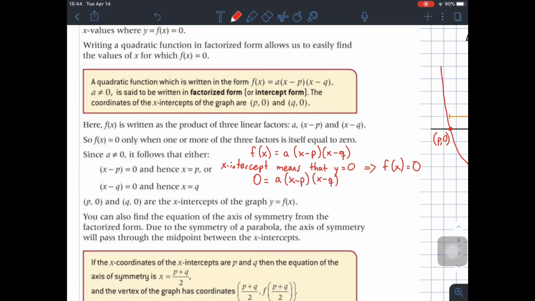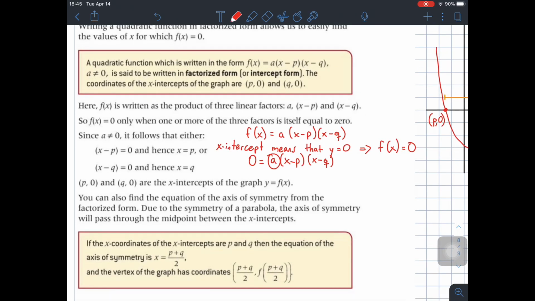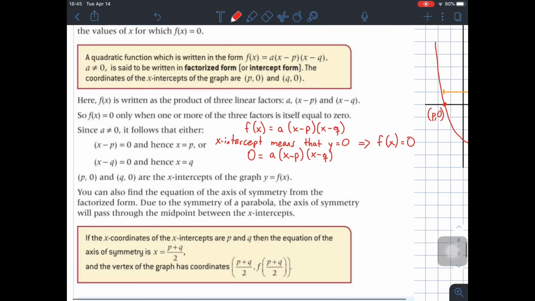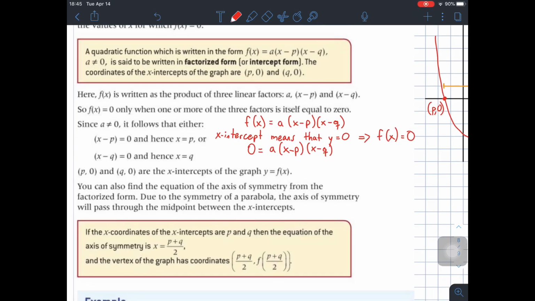But so these are three factors, right? A is one factor, x minus p is another factor, x minus q is another factor. So if a is different from 0, that means that only this factor or this factor may be 0 in order to produce this 0 on the other side, right? So that's why we get two results.